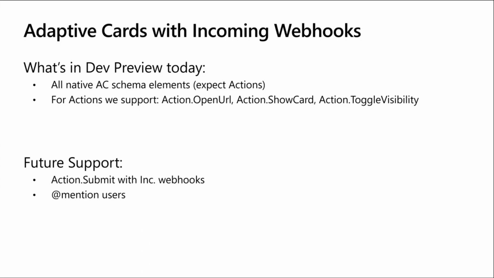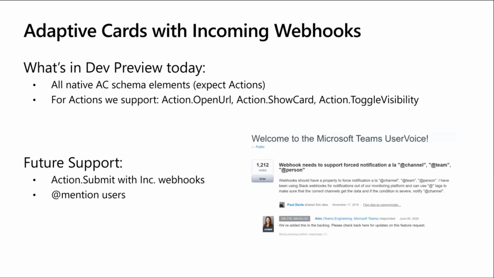In terms of future support, what we're really looking to do in Q3 or H2 this year is bring in action submit support as well as the ability to mention users. The ability to mention users is also, I think, the top voted item within Teams user voice. So it is on the backlog and we are working on it. I can't commit to a timeline for this, but it's something that we are investigating. But if you're really inclined towards supporting users within Microsoft Teams for your app somehow, I would highly encourage you to develop a bot.